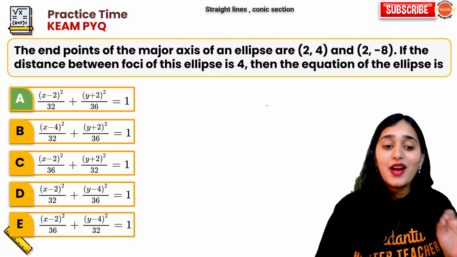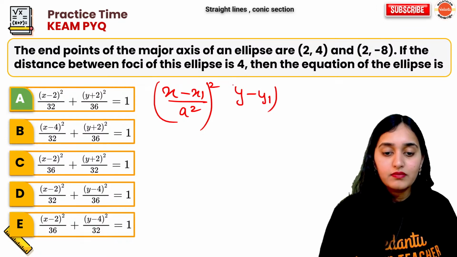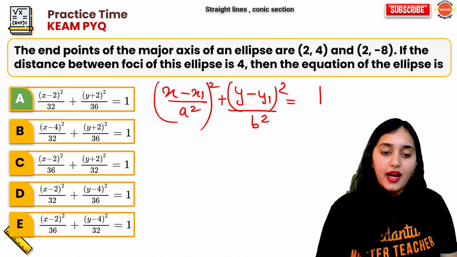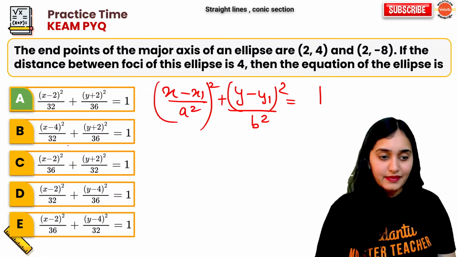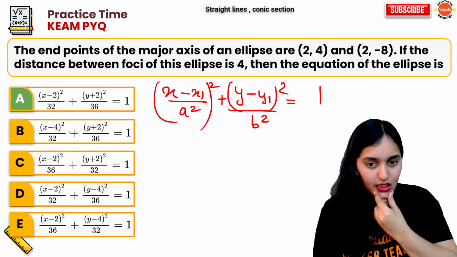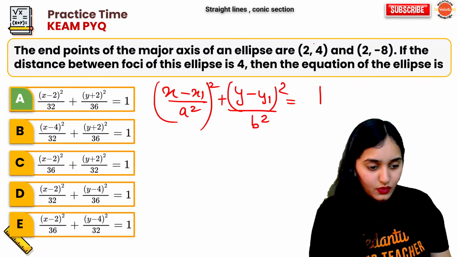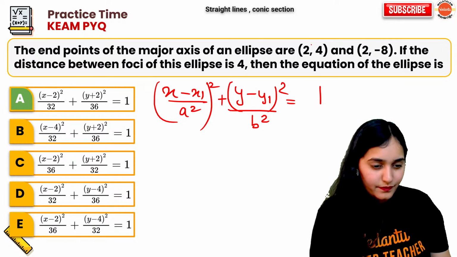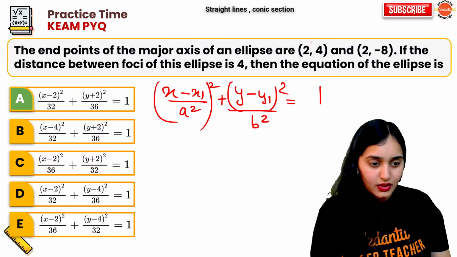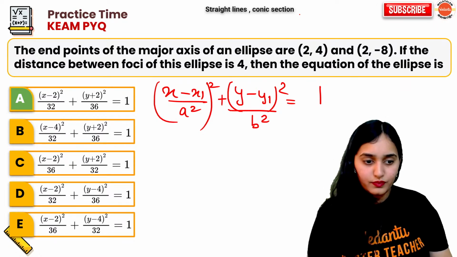How come? Because the equation of the ellipse is (x minus x1) upon A square plus (y minus y1) upon B square is equal to 1. Now, you have A square 36. Wait, A square is 36 and B square is 32 and the points are 2 and 2. So, you should get, why are we getting 32 and 36? y plus 2, y minus 2.